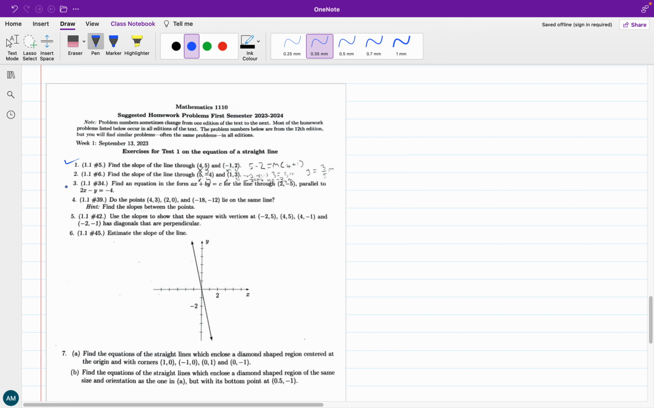Previously, we have done question 1 and question 3. Today, we'll do question 4. There are three points. A is (4, 3). B is (2, 0). And C is (−18, −12). Do these three points lie on the same line? It is given that we should find the slopes between the points.